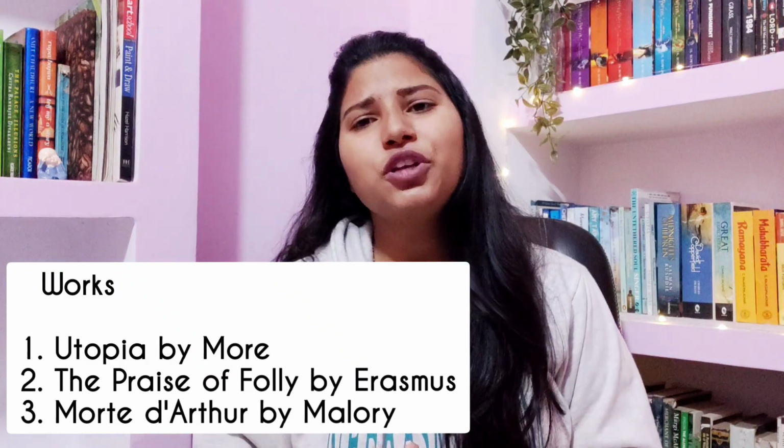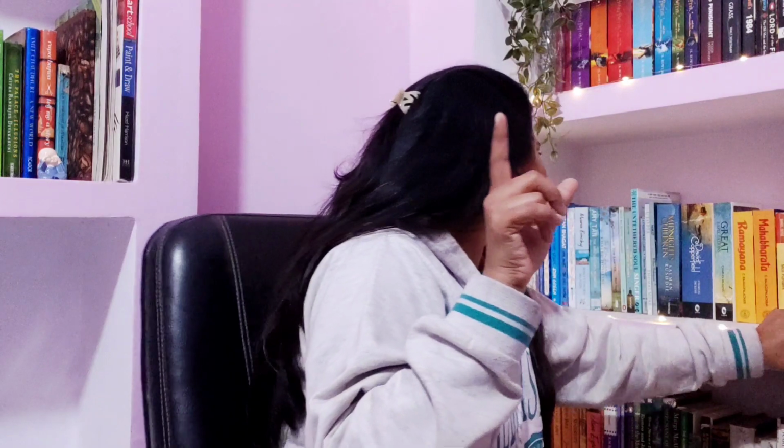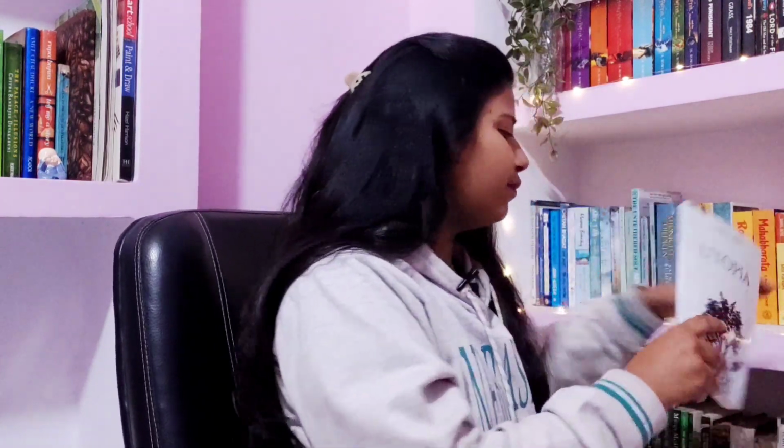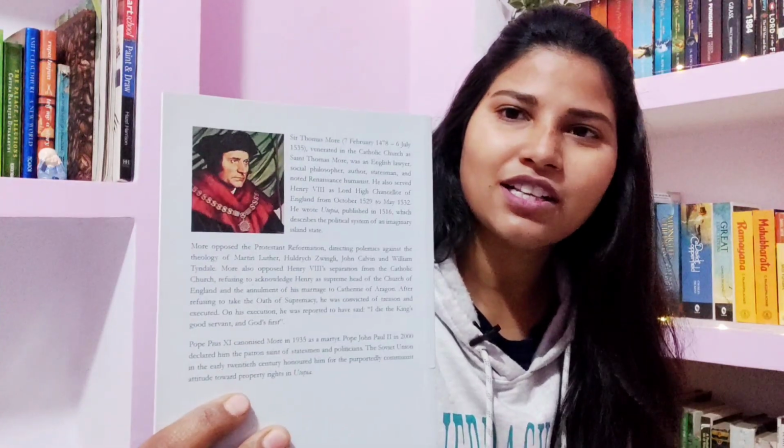Among these 3 books, only Utopia is the single work which is read even today, and which is almost asked in exams if it is related to literature, and it is prescribed in the MA syllabus, I guess, as well. And Praise of Folly, I haven't read that, and I haven't read Morte d'Arthur either. Summaries are enough for those. And Utopia you can read. I have it here. Let me just show you. Yeah, this is the book. I have read Utopia. Actually, I read it last year.